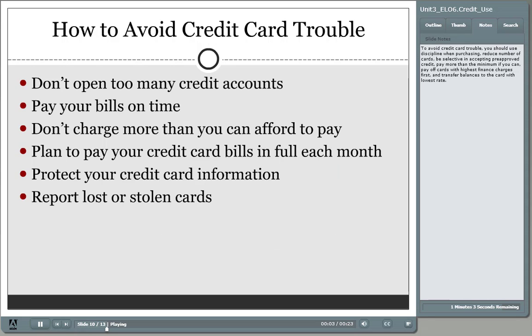To avoid credit card trouble, you should use discipline when purchasing, reduce number of cards, be selective in accepting pre-approved credit, pay more than the minimum if you can, pay off cards with the highest finance charges first, and transfer balances to the card with the lowest rate.